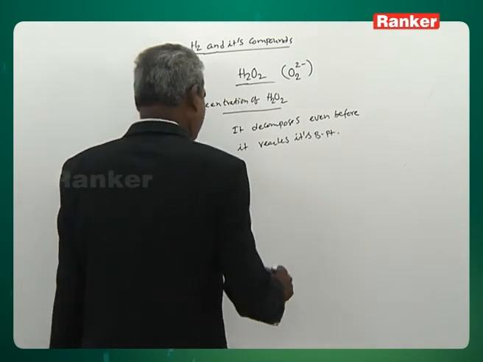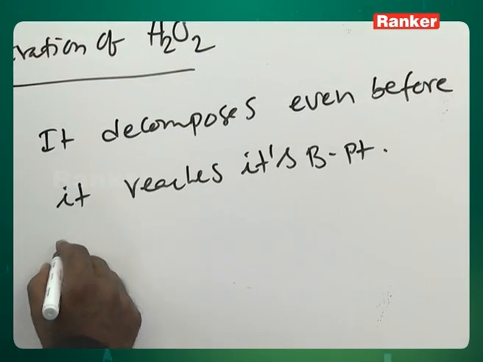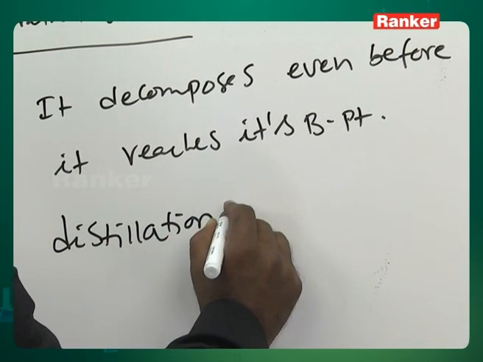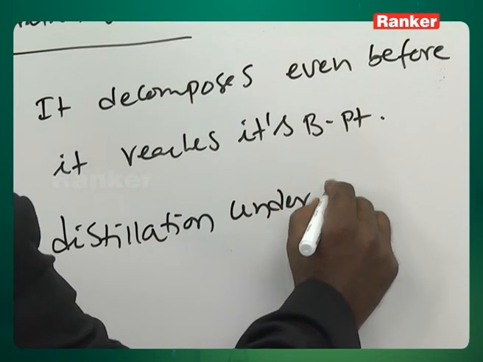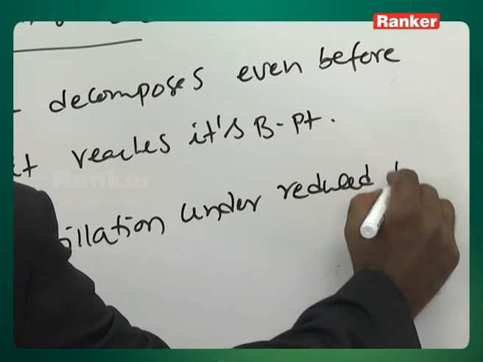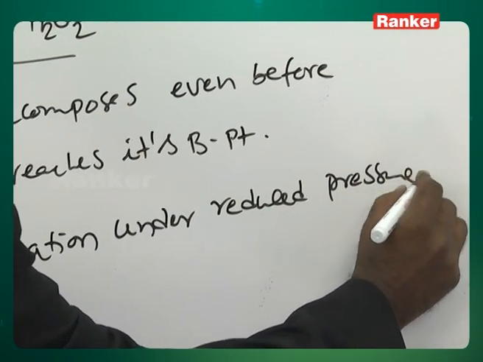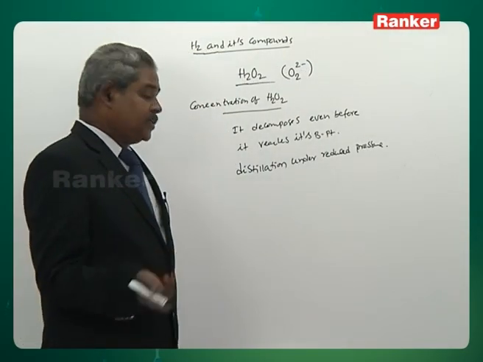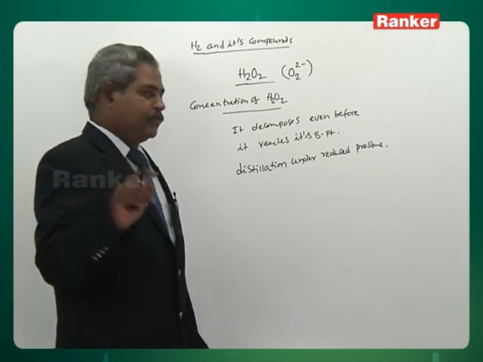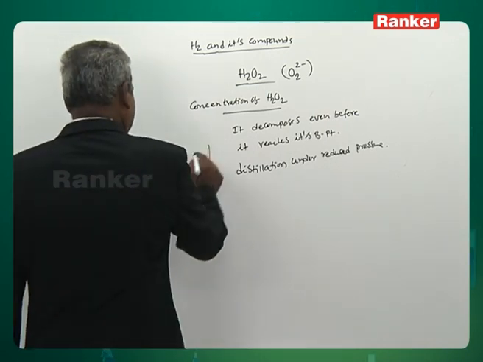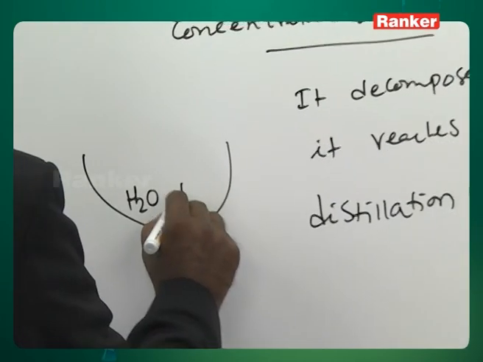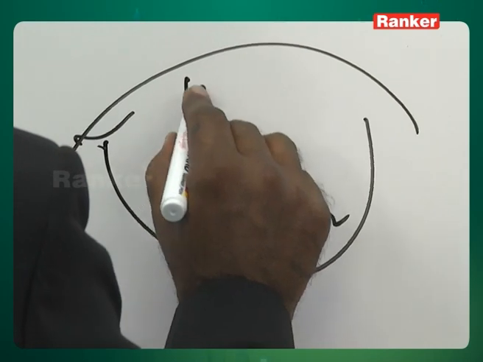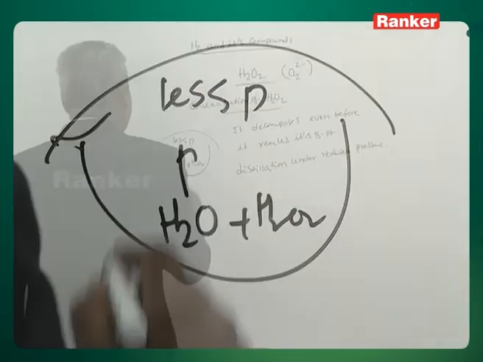So, what should you do? Use distillation under reduced pressure. The boiling point of water is 100 at a pressure of 1 atmosphere. Suppose the pressure you create is less, for H2O plus H2O2. What happens? Water boils quickly.